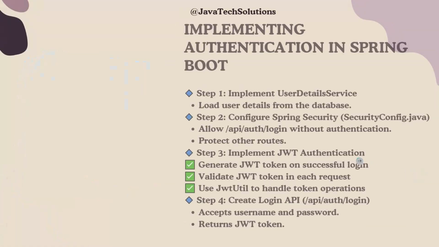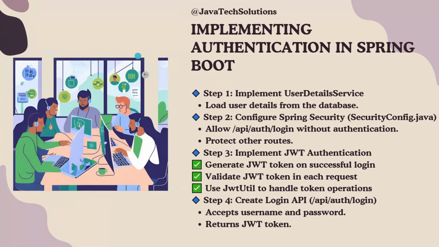Next, basically, now we need to implement authentication, right? For implementing it, as I said, we are going to implement JWT. Here first of all we need to implement the user detail service, which will load the user details from the database. Okay, step 2, we need to configure Spring Security.